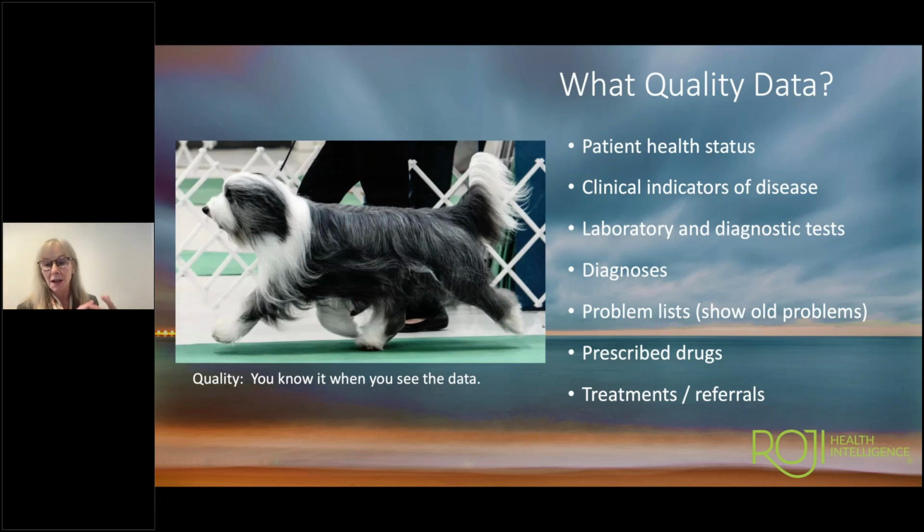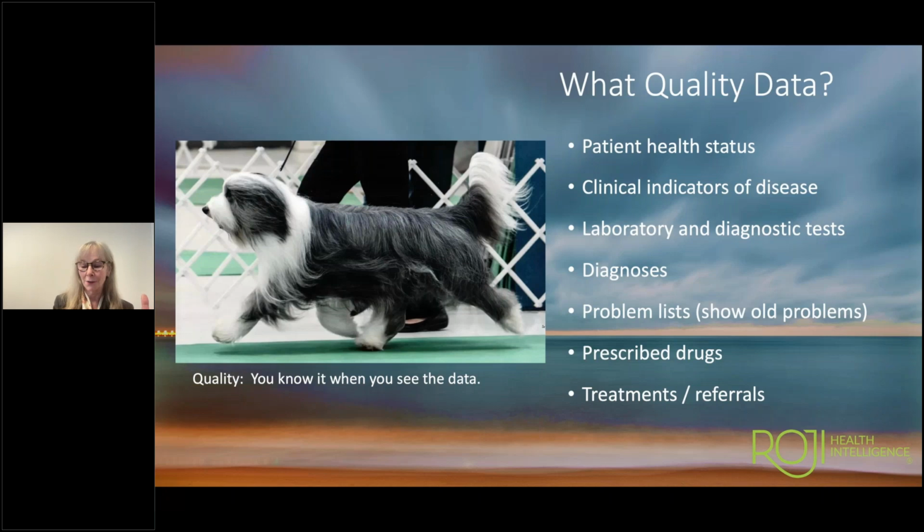You see the patient health status. You see the clinical indicators of disease, whether or not the patient is at some point of exacerbation of the condition. You see laboratory and diagnostic tests and how those are aligned with the patient health status. Multiple diagnoses and problem lists are available. We collect problem lists from EHRs, which show old problems that may not be on the horizon but could cause problems in the future and are definitely part of a risk assessment. You see prescribed drugs, so you know what drugs the patient should be receiving, and you also see treatments and referrals.